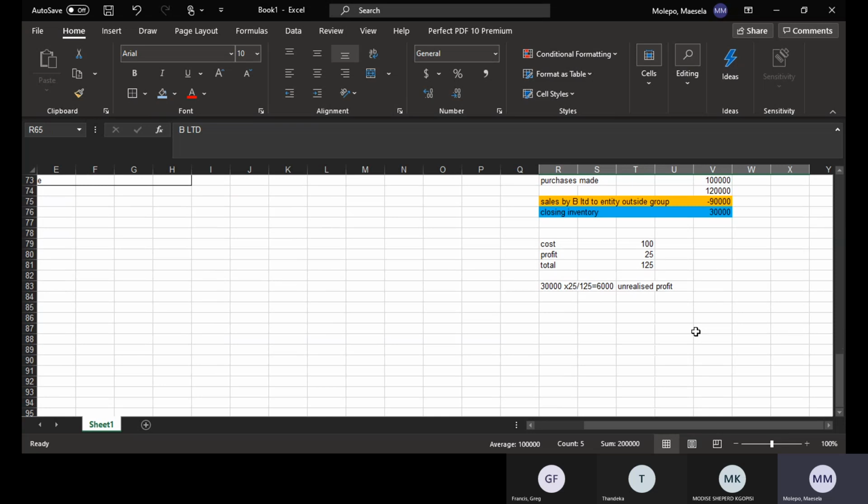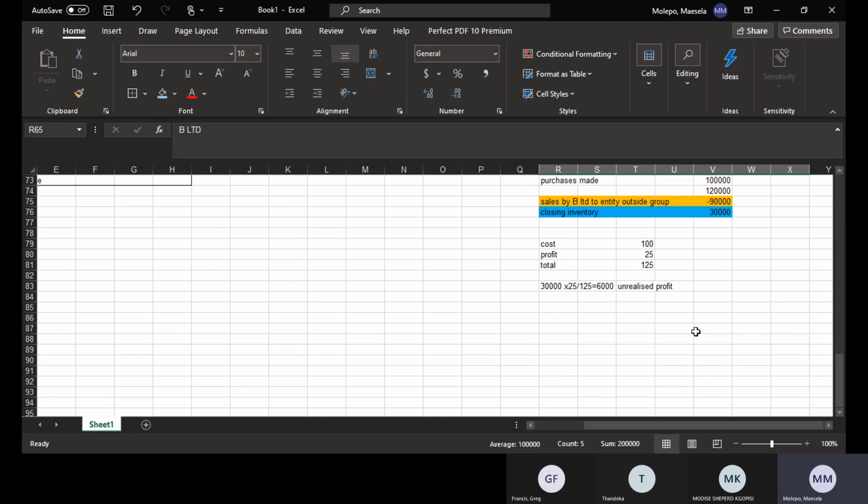At year end, B Limited has inventory obtained from A Limited in its financial records amounting to 30,000. To calculate the unrealized profit portion, we have to recognize that the 30,000 already includes 25% profit, which makes it 125. We calculate the profit of 25% as follows: 30,000 multiplied by 25 divided by 125, which will give you 6,000. To eliminate the unrealized profit, B Limited has to subtract the 6,000 from its closing inventory in the statement of financial position.